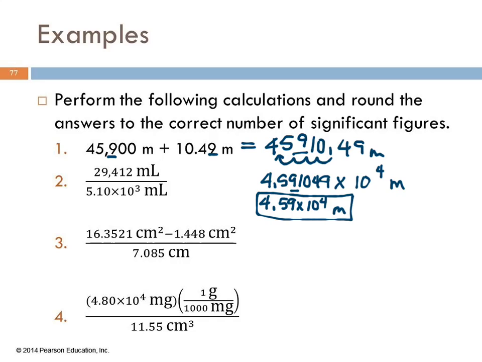This part here, times 10 to the, that's the EE button, or you might have an EXP button. So I'm going to put in 29,412 divided by, and then I'm going to type in 5.10 EE 3. No, times 10. The EE does it for you. And press the equal sign. And I'm going to have to run this over here, so I don't have enough room. This is what my calculator is showing me.